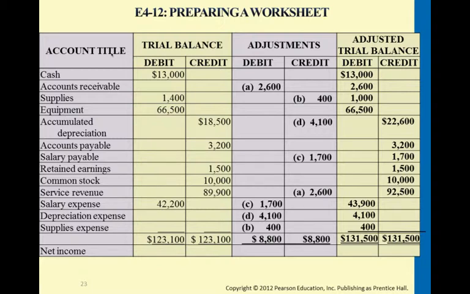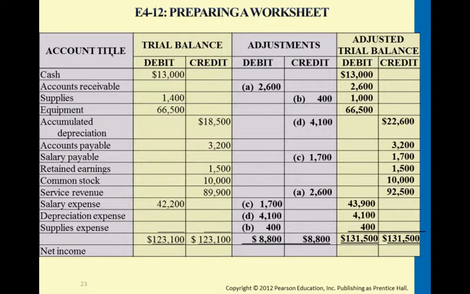So cash account, for example, has no adjustments being made. Remember, all the adjusting entries will have nothing to do with cash because all the adjustments are tied to one of the prior transactions. Okay, so adjustments here, cash will remain the same. Accounts receivable, earlier we had 0. Now we have $2,600. Supplies will be reduced by $400, so now altogether we only have $1,000 worth of supplies. Originally it was $1,400. Okay, equipment, the same amount, just copy.